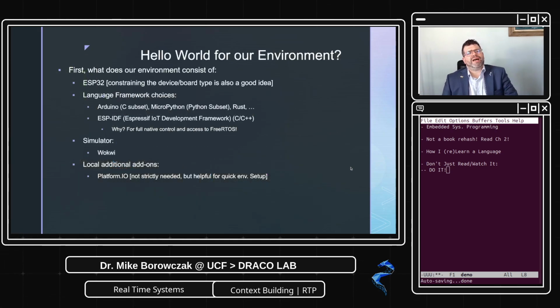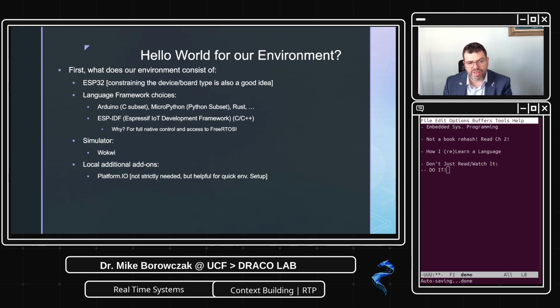So what does a Hello World look like for our environment? So first off, we are pretty constrained, which is nice. We're using the ESP32. So that is the device and board. Board type is also a good idea to constrain, but for now, let's just consider ESP32. Language framework. So we could be choosing from Arduino, which is a C subset, MicroPython, Rust. We're actually using the ESP-IDF framework, which is also C-based.